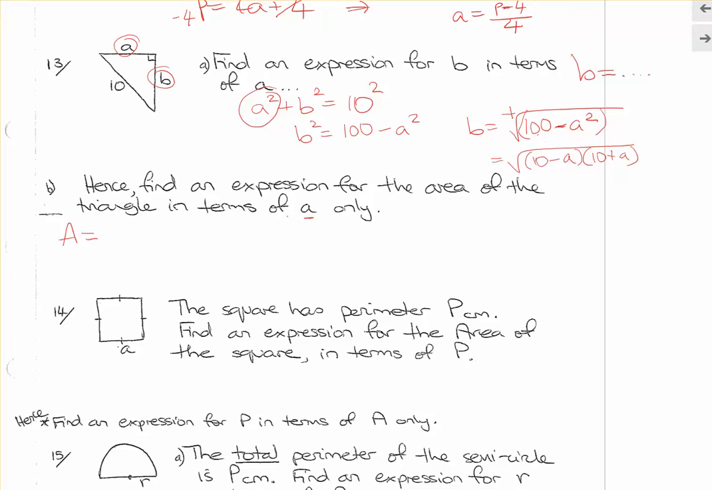Right, hence find an expression for the area of the triangle in terms of A only, so that means with no B. So we want to get rid of the B term. So area of a triangle is base times height divided by 2. So we go A times B and we want to divide that by 2. Now we do want the A, so we'll keep the A in the divided by 2. But instead of writing a B, because we don't want B, we'll put that term there. So now I have an expression for the area in terms of A only. So all I need to know for the triangle is the value of A. I can substitute it into those two places and work out the area.